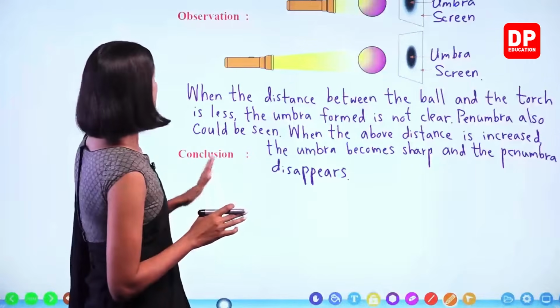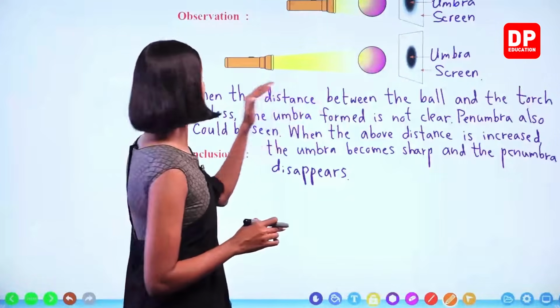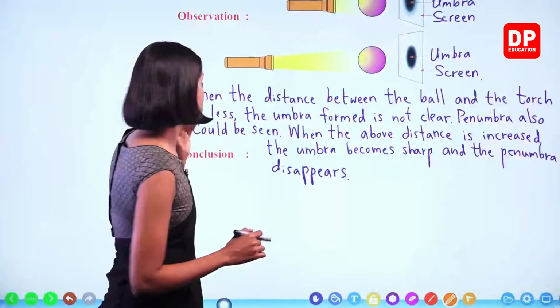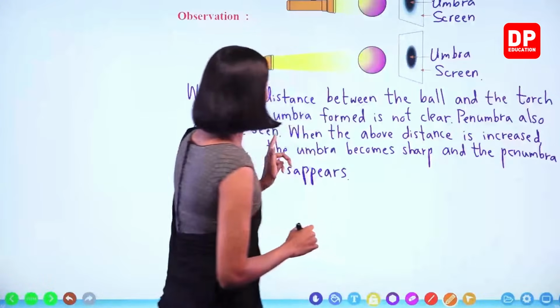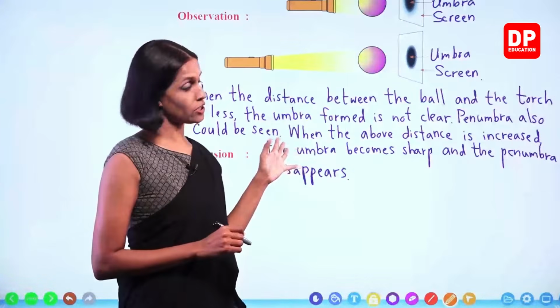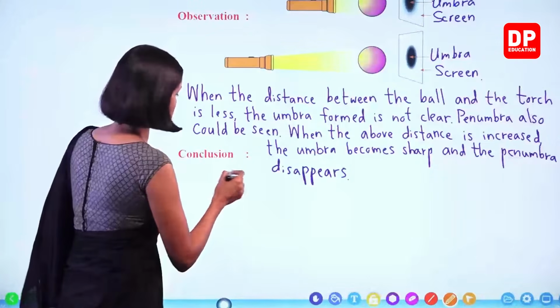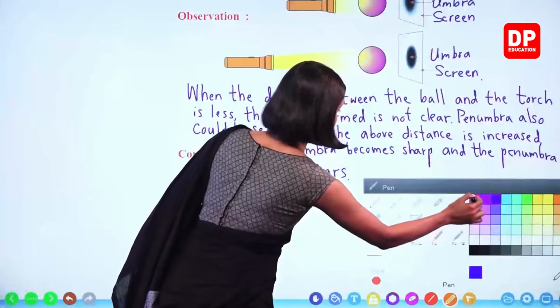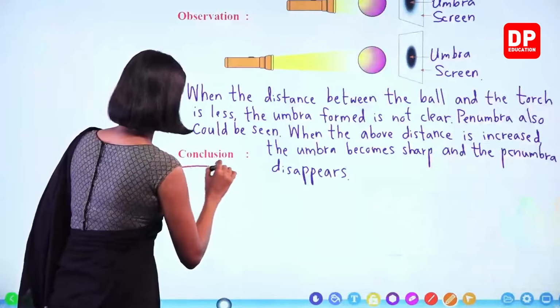Right, children? When the distance between the ball and the torch is less, the umbra formed is not clear. Penumbra also could be seen, right? When the above distance, which means the distance between the ball and the torch, is increased, the umbra becomes sharp and the penumbra disappears gradually. Okay? So what is the conclusion? We will write the conclusion. We'll write it in a different color. So what is the conclusion?